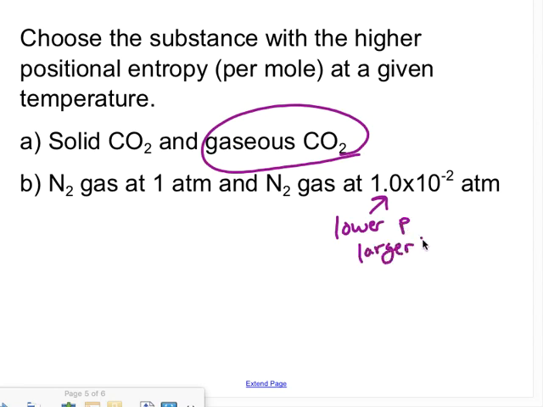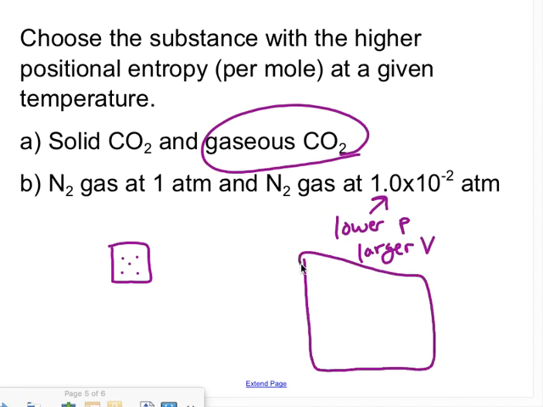So we could say, like, if we have 5 atoms, I know technically we have a mole, they could be spread out, you know, in any way in that little box, but if it was 1 times 10 to the negative second atmospheres, that box would actually be 100 times bigger, which I don't have room to draw, but you can imagine we have our 5 atoms here and our 5 atoms in a larger box. There are way more options for where the atoms can be in the larger box than in the smaller box. So the one at lower pressure is going to have a higher positional entropy because it has more options since it has more space.